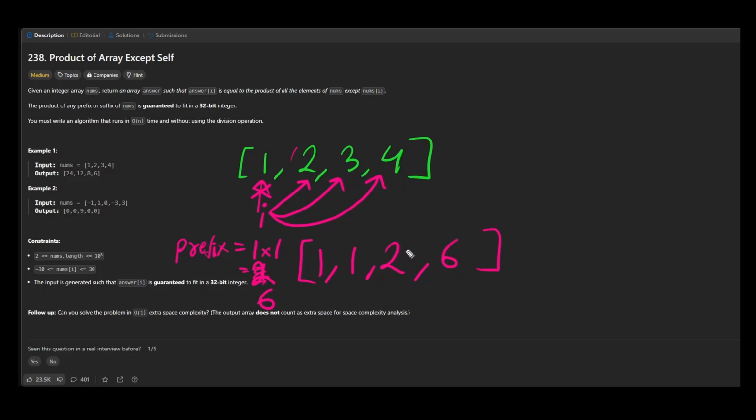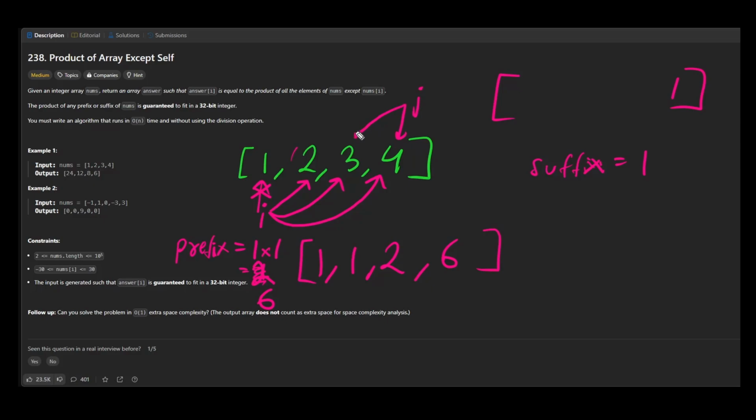Now, can we calculate suffix very similarly? Let's take this array again. I have suffix equal to the identity element 1. Let's say this is called j. The j is pointing to 4. The elements on the right, there are no elements, so basically the suffix would be 1.